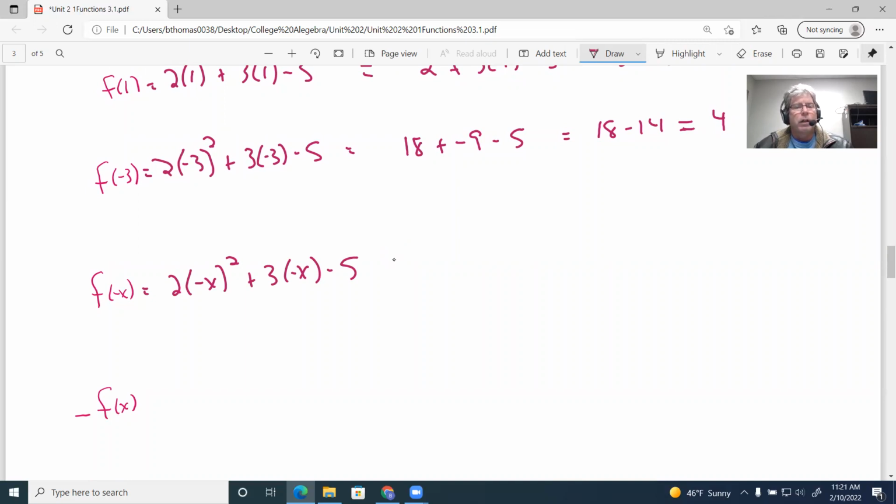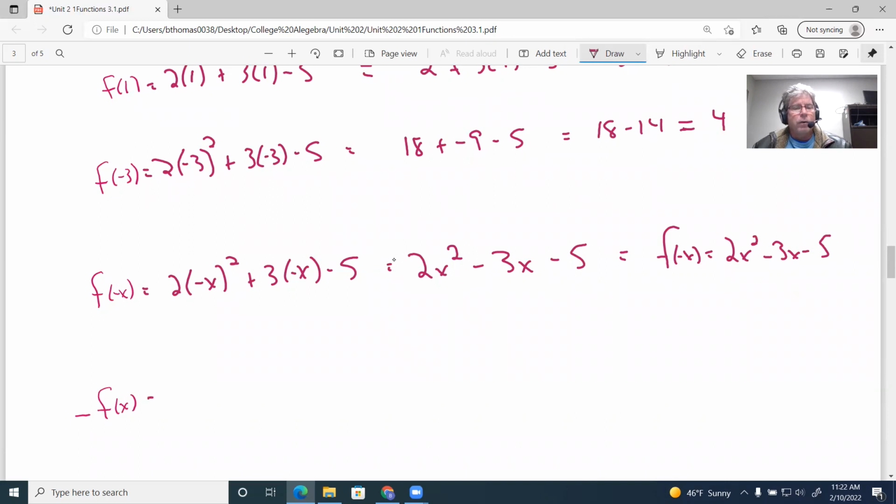So remember, a negative times negative is a positive. So that first part's just going to be 2x squared. And 3 times negative x is going to be a negative 3x, or we can call that a minus 3x, and then minus 5. So basically what we have is another expression, or again, we would call that a quadratic expression there. So f of negative x is the same thing as 2x squared minus 3x minus 5. So that's what we get there.